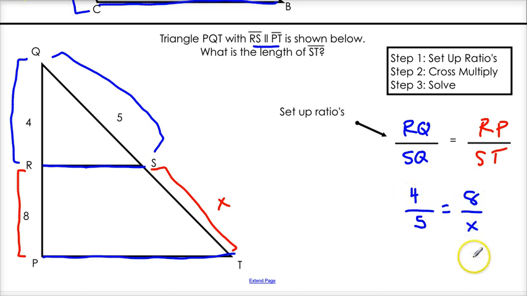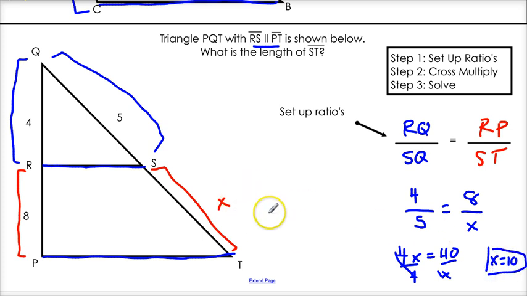Let's do some cross multiplication. We get 4x is equal to 40. We're going to divide both sides by 4, and guess what we get? We got x equals 10. So if anyone asks me what's ST, I would tell them the answer is 10. Done. Let's give this another shot.